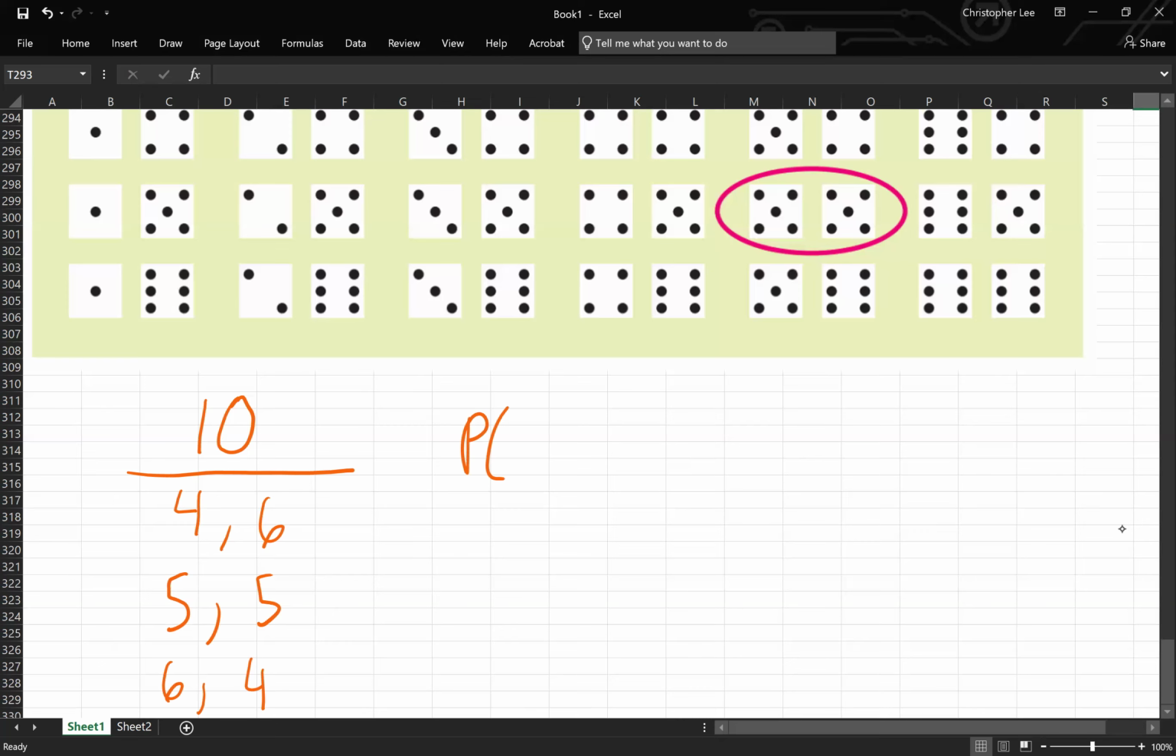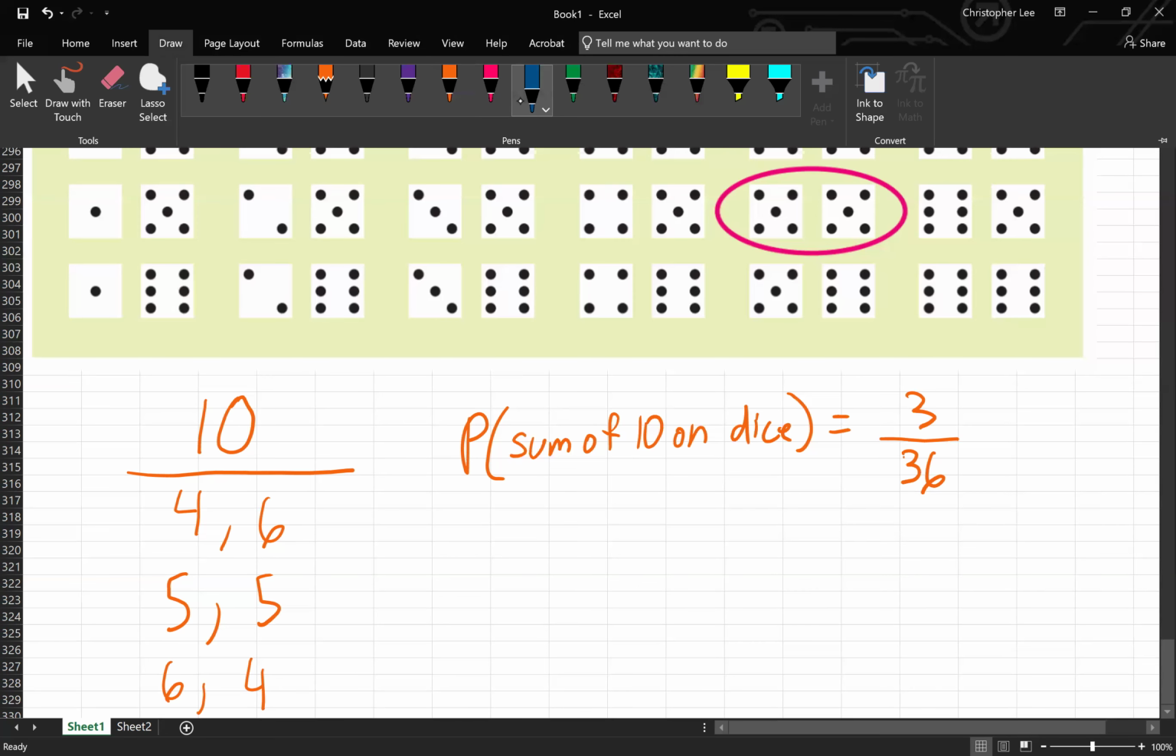So if I ask you what's the probability of a sum of 10 on a die, let's say it like that. Hold on, so you did 4 plus 5, 6 take away 1, right? Uh-huh. So this would be 3 out of 36. And these are the three possibilities: 4 on one, 6 on the other, 5 and 5, or 6 on one, 4 on the other. So the probability of getting the sum of 10 on the dice is 3 out of 36.